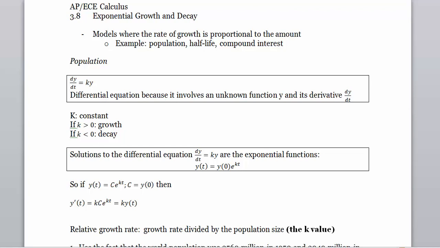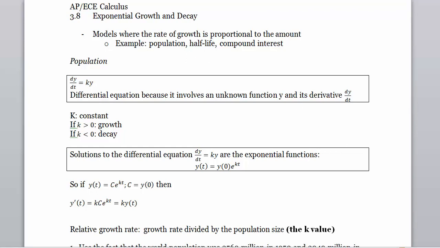So 3.8 is going to be another application basically on exponential growth and decay. So exponential growth and decay, any model where the rate of growth is proportional to the actual amount. So examples are population, half-life, and compound interest. We'll probably do the most with population.